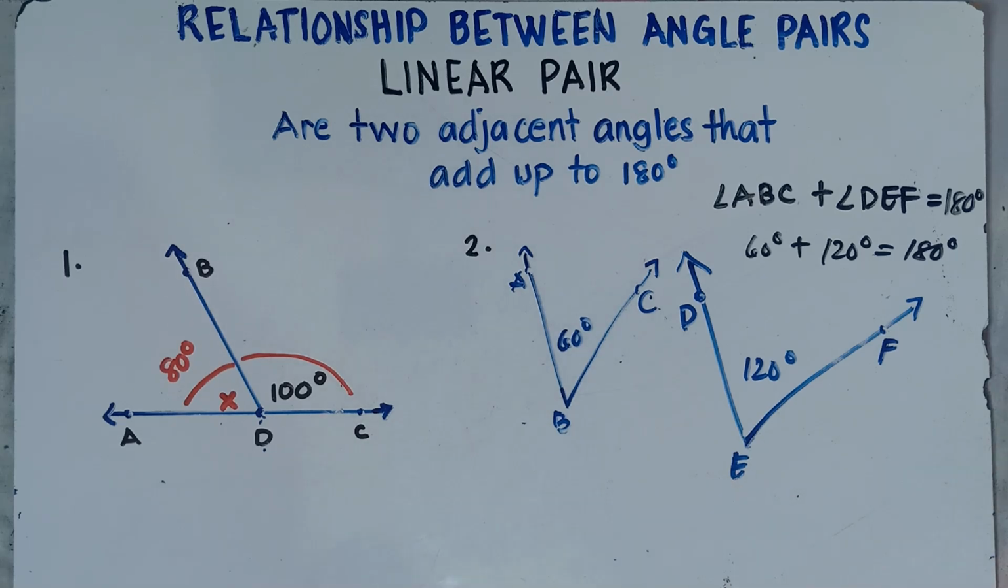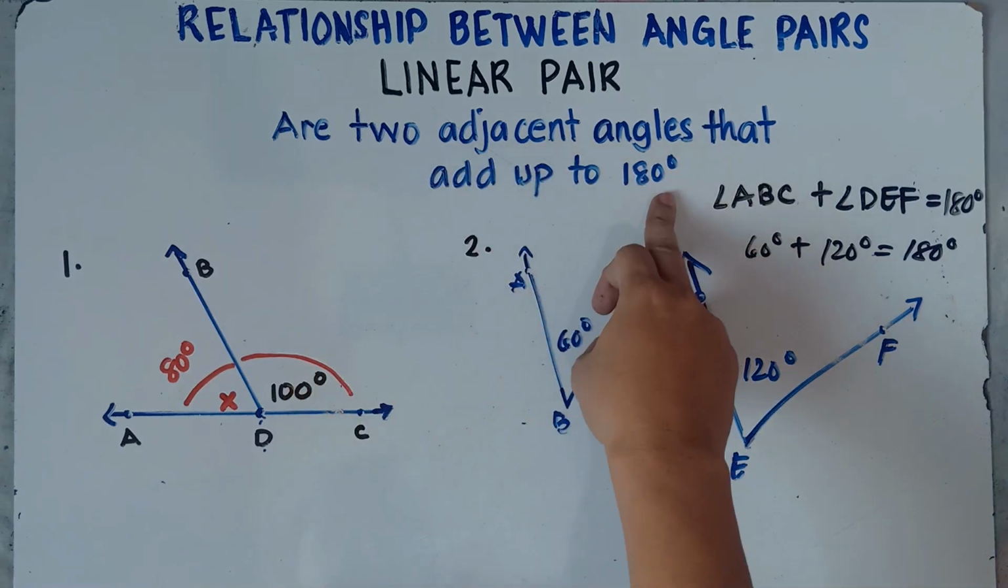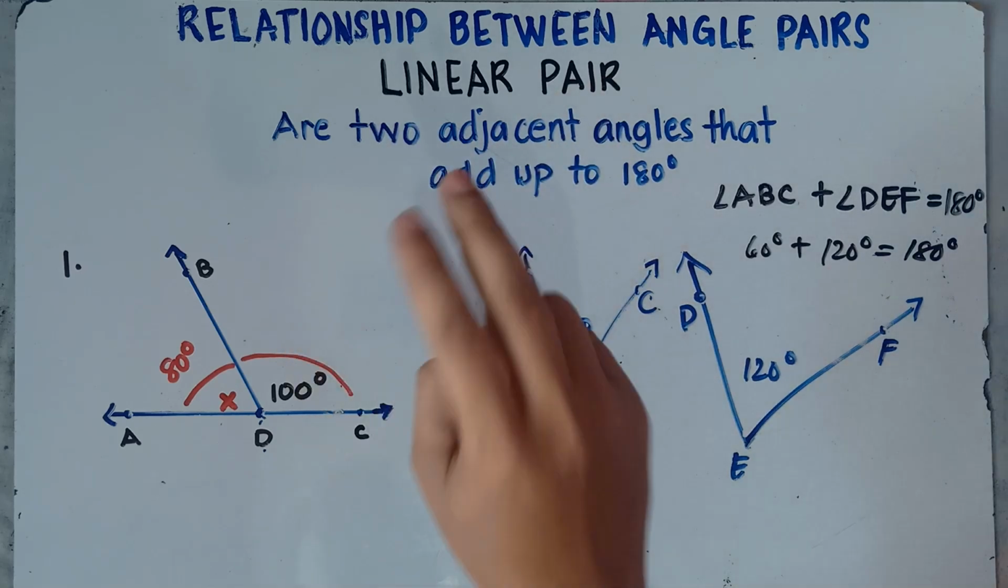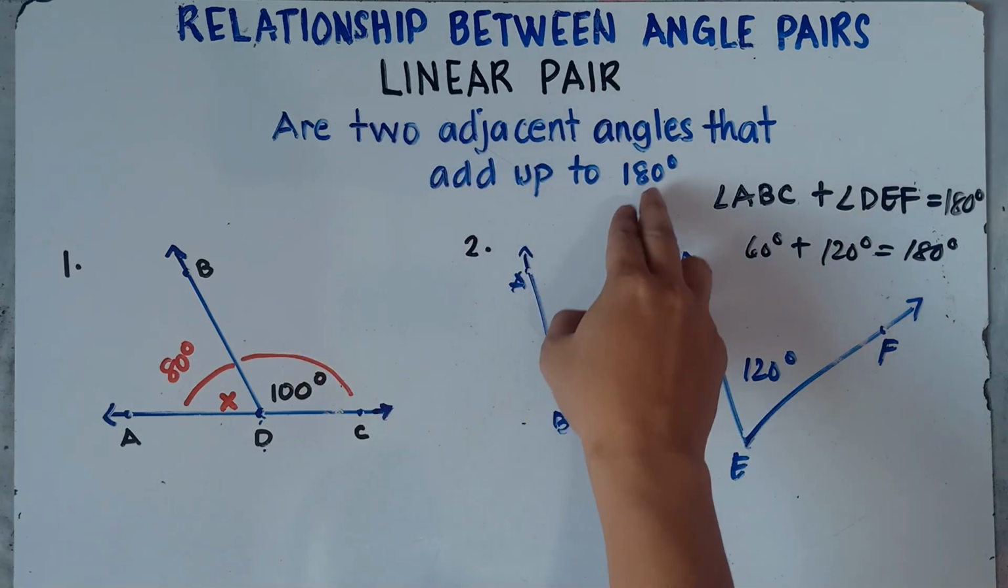Now, next question. Can we call this one linear pair, for example, number 2? Nope, we cannot call this one linear pair. Question, why is that, sir? Because a linear pair are two adjacent angles. It should be adjacent angles that if you add the two angles, it should be 180 degrees.